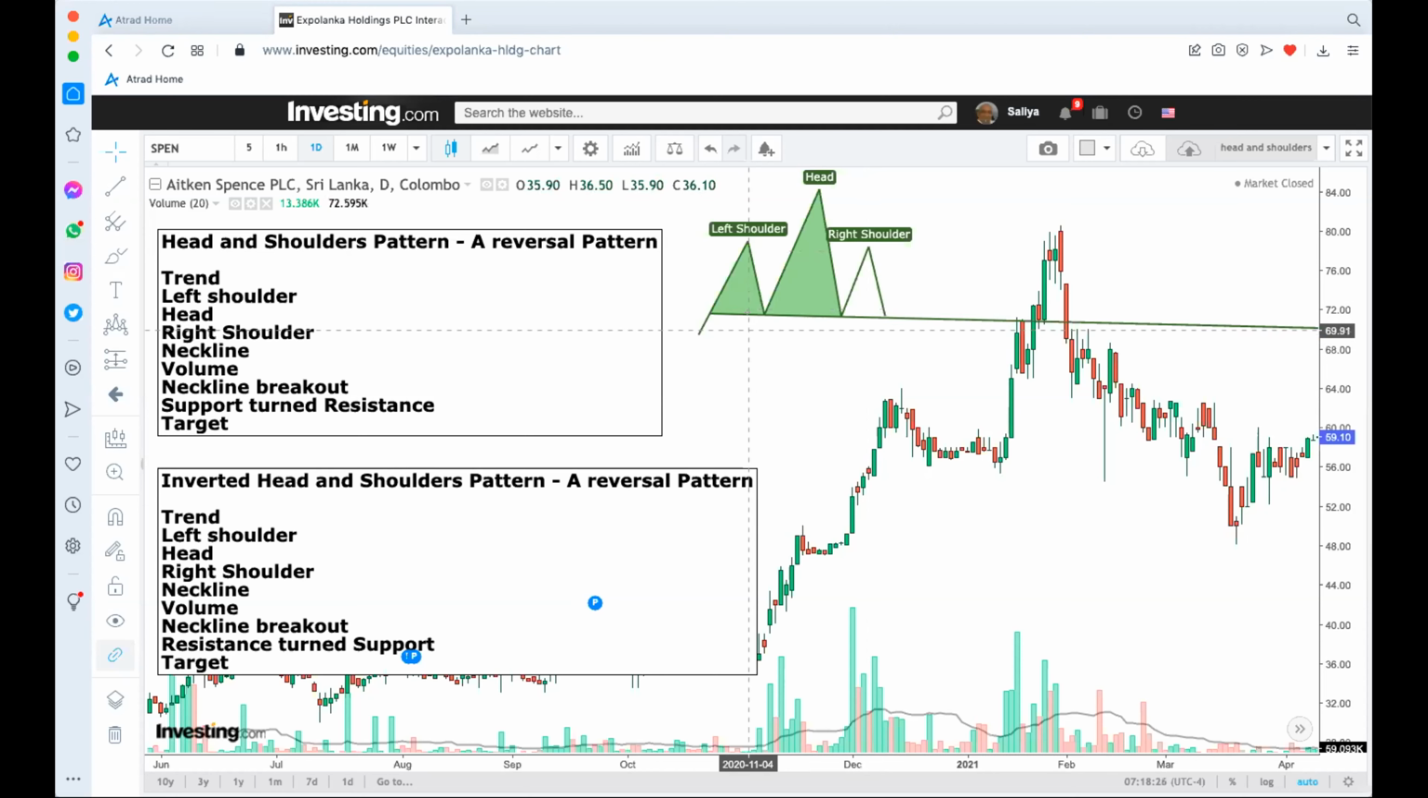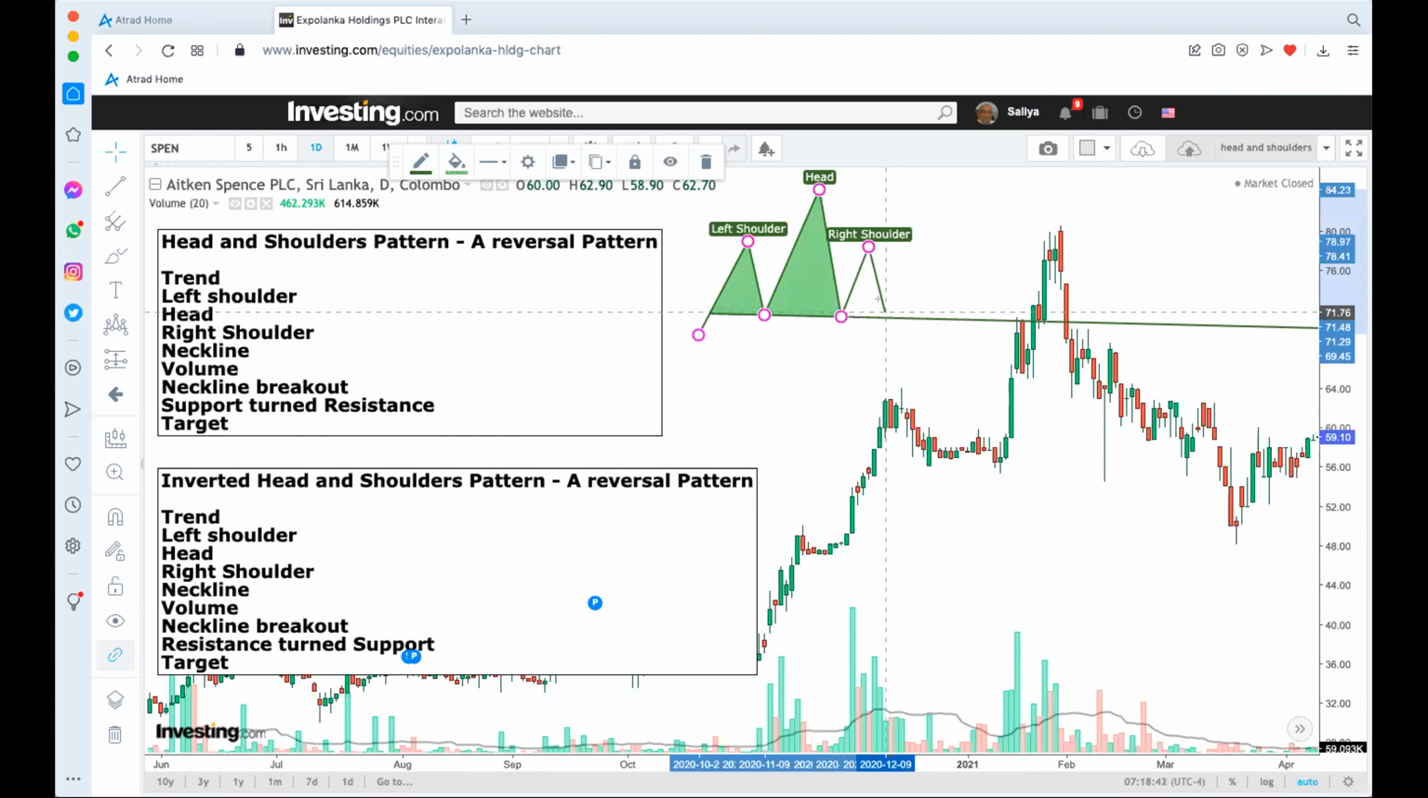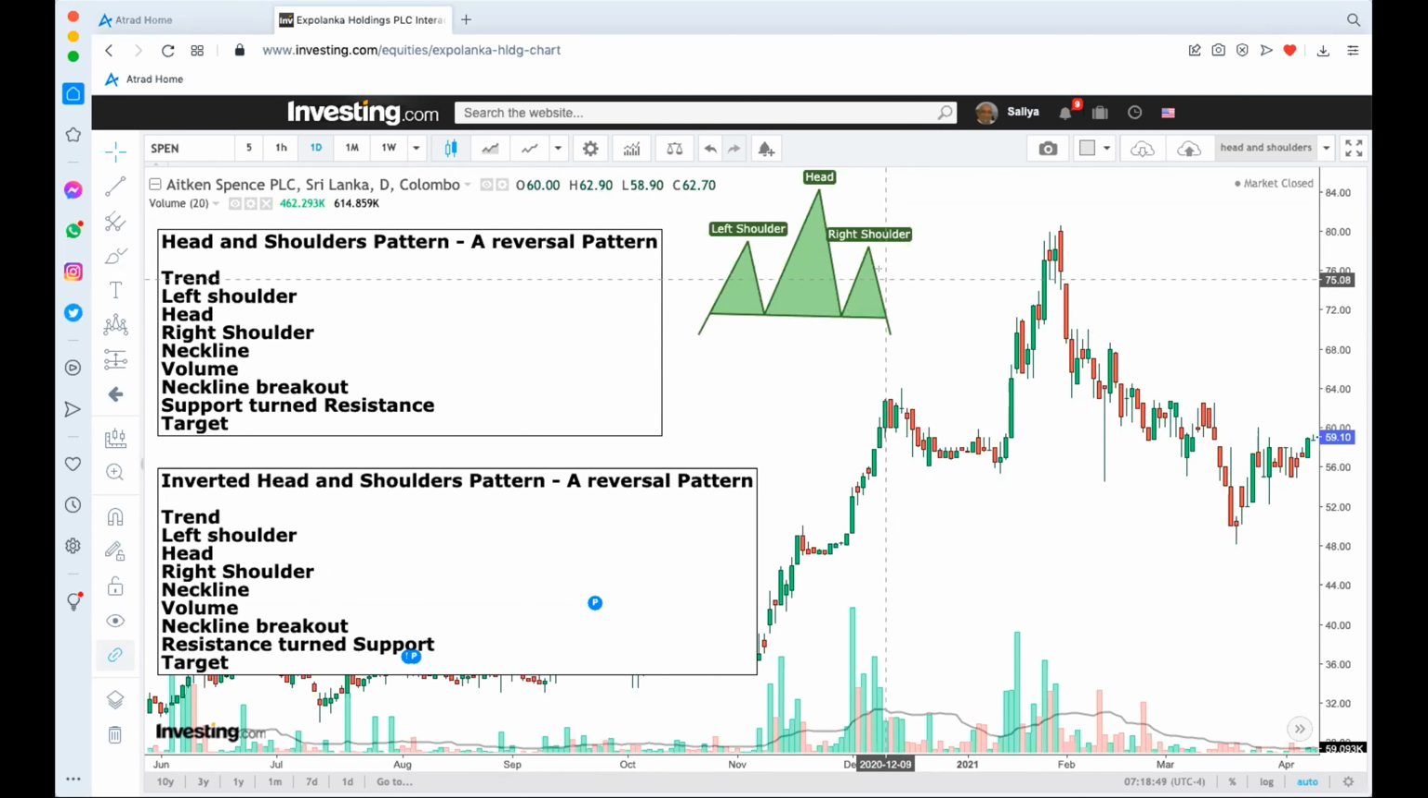Okay. Therefore, once the pattern is confirmed, you see a neckline breakout, meaning this is the neckline. When this pullback continues, breaking the support on closing basis, it has to break and close below the support. When that happens, the support becomes a resistance, right? Support turns into a resistance. Then we draw the target.